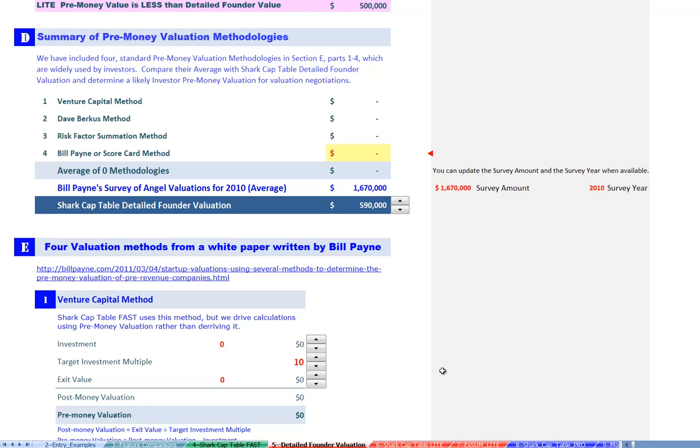Let's go to Section D. Section D is a summary of pre-money valuation methodologies.